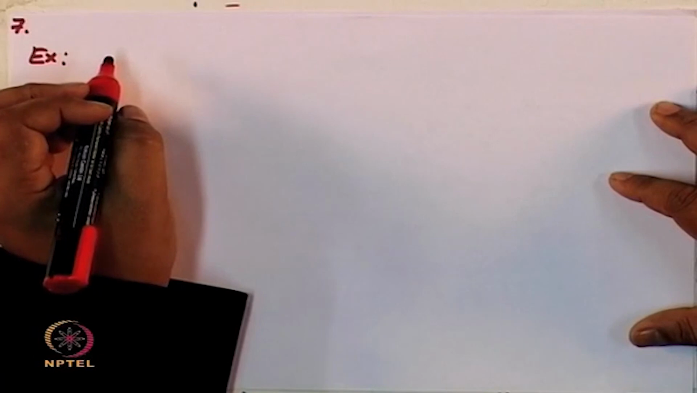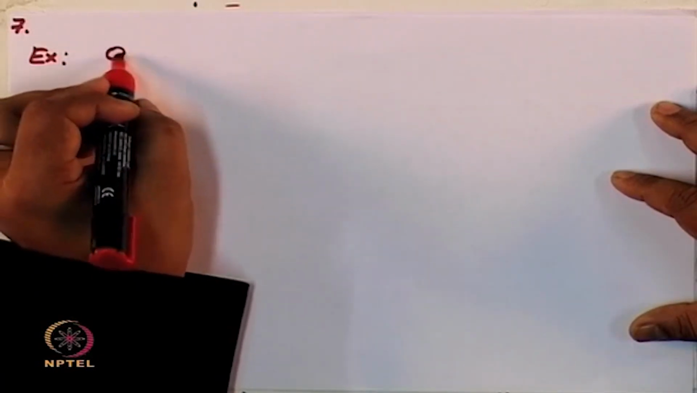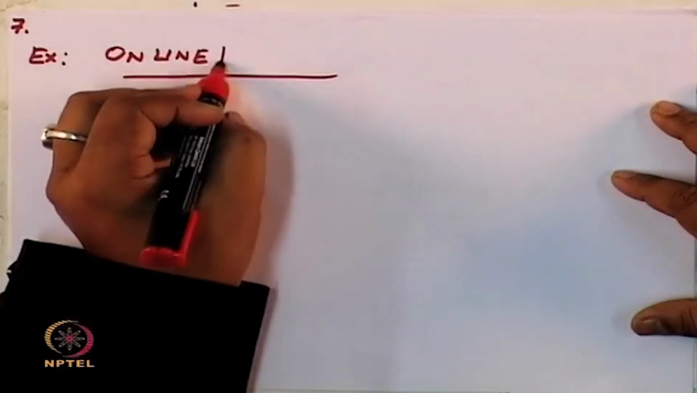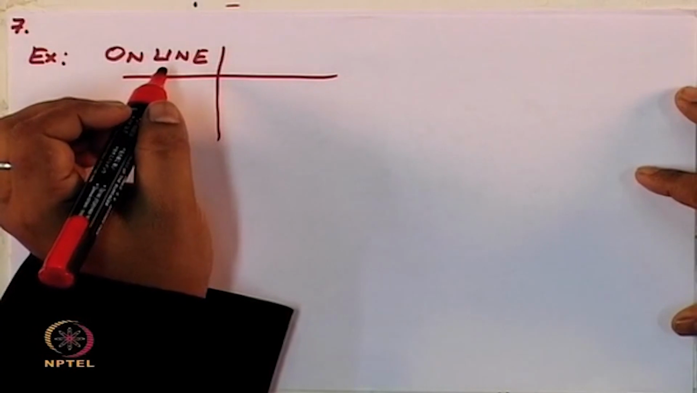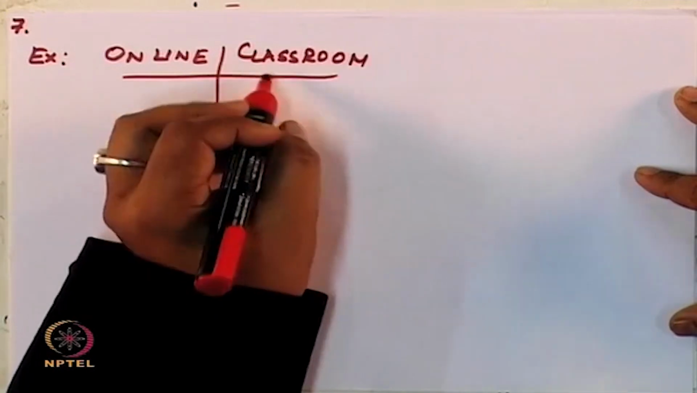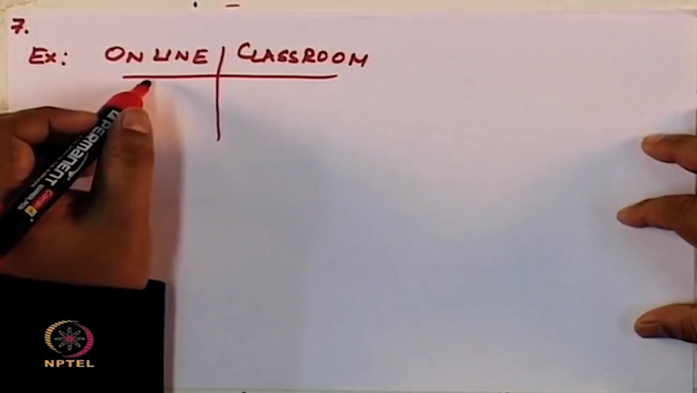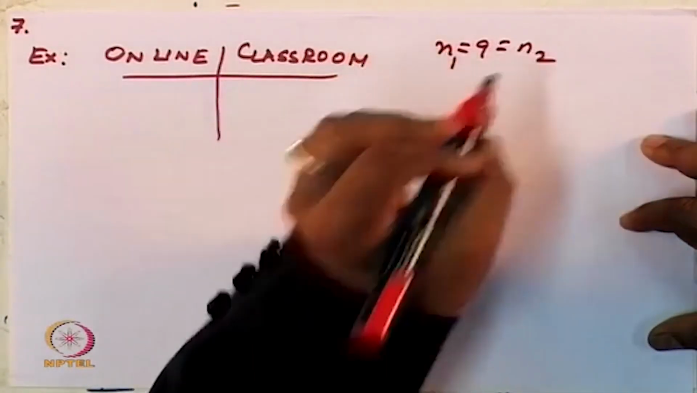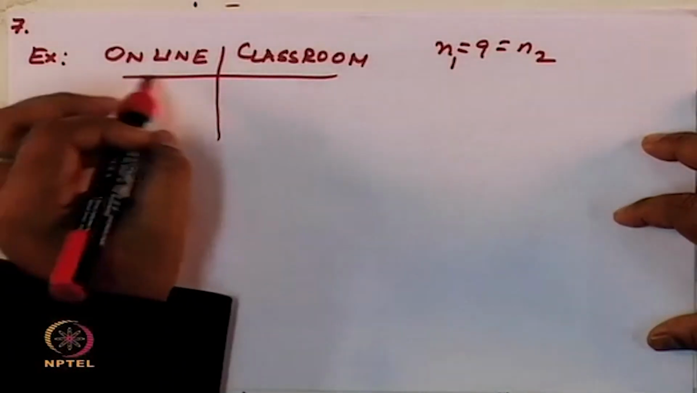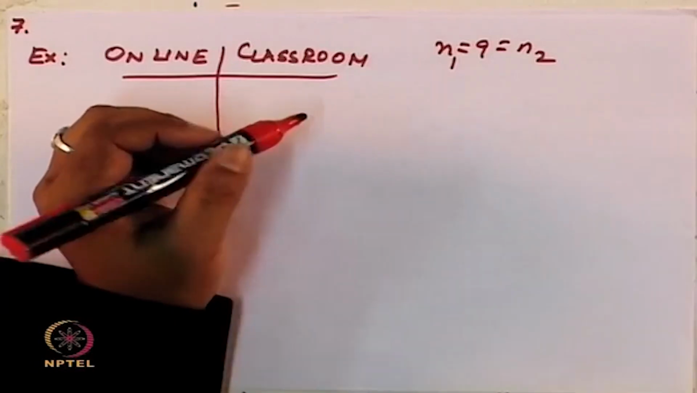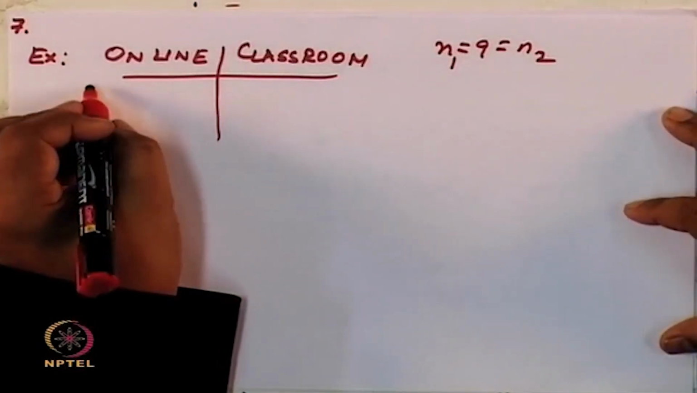Okay. So, let us take an example. Imagine an examiner wants to assess whether students would perform similarly or differently if the exam was online versus if the exam was classroom. Here the exam is held in the classroom, here the exam is online, and he has chosen n equal to 9 samples for both of them. So, he has taken 9 students who have taken the online exam and 9 students who have taken the classroom exam. Their marks are as follows.